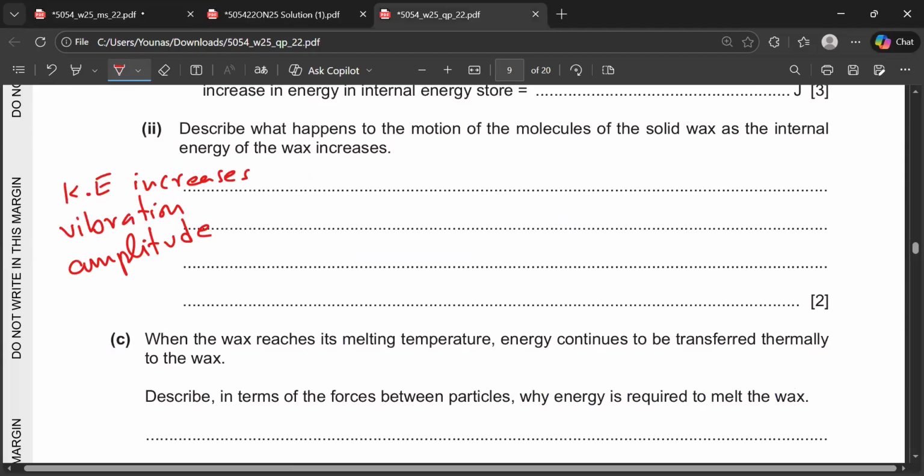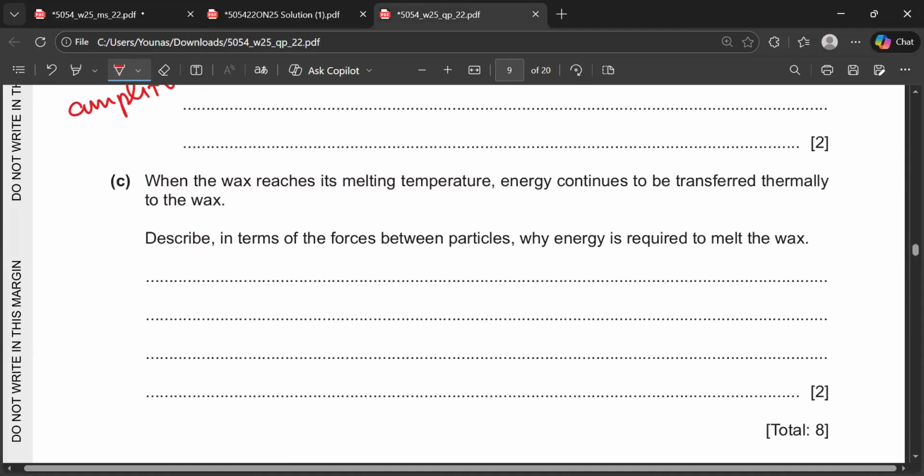And here we go. So now we have the C part of question number 4. When the wax reaches its melting temperature, the energy continues to be transferred thermally to the wax. Describe, in terms of the forces between particles, why energy is required to melt the wax. Okay, when you reach the melting point, you are providing the heat, but the temperature does not rise. The kinetic energy does not change. So you are providing heat, the thing is melting, but the temperature remains constant.